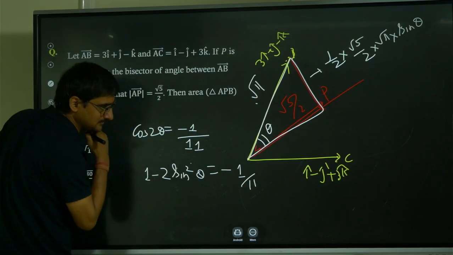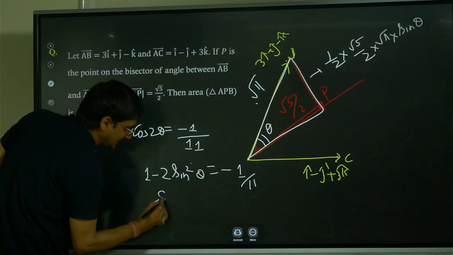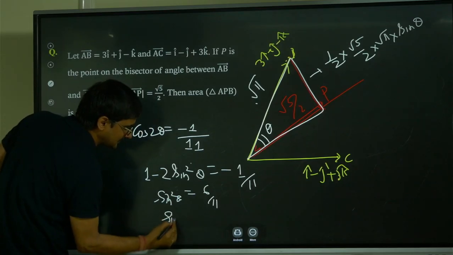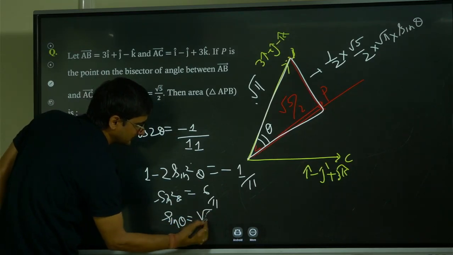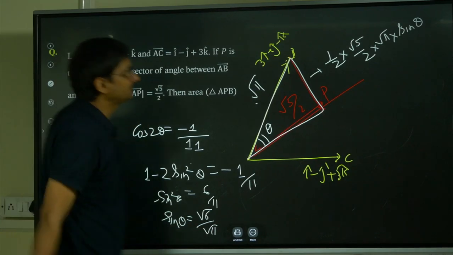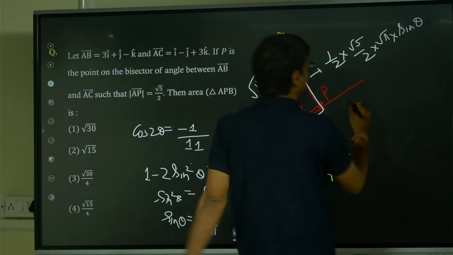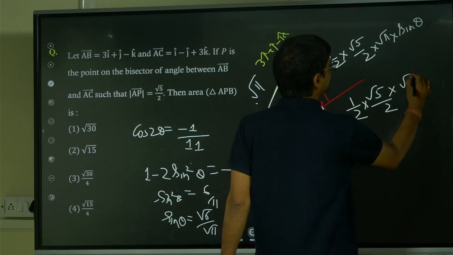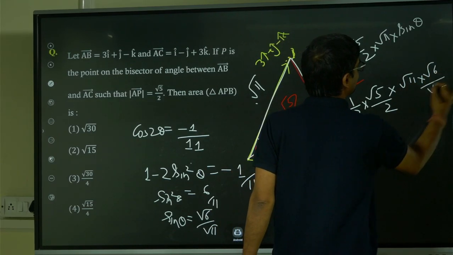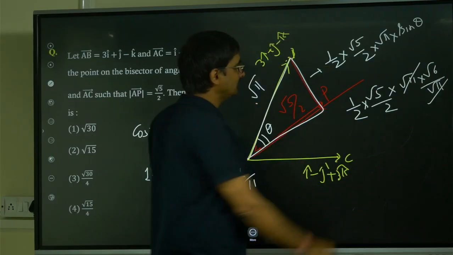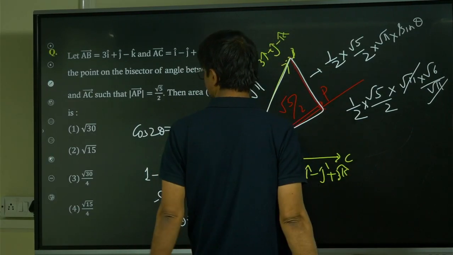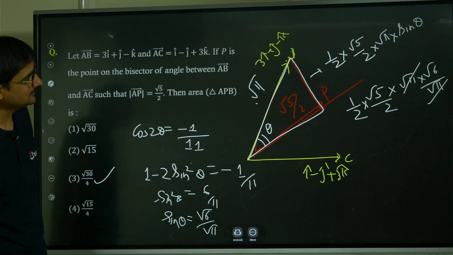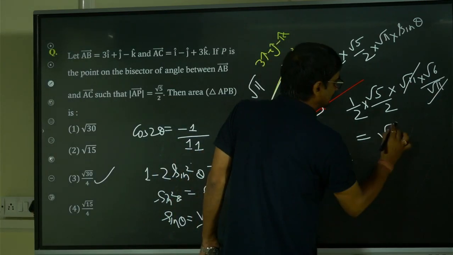So 2 sine square theta is 12 by 11. So sine square theta is 6 by 11. So sine theta is root 6 by root 11. That's it, root 6 by root 11. So 1 by 2 into root 5 by 2 into root 11 into root 6 by root 11. Okay, 4, root 30 by 4. Oh yeah, we have an option. Okay, fine. So root 30 by 4.